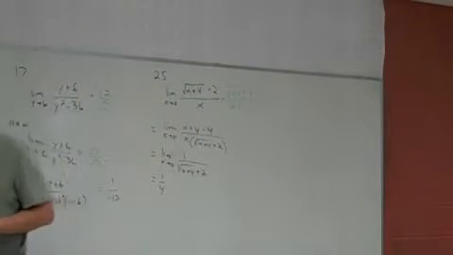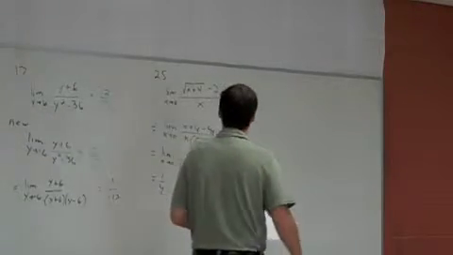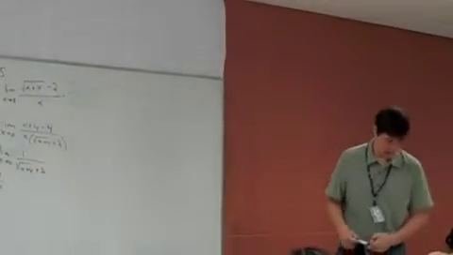Now, let's check out this 37 and 38. End behavior. When you're talking about end behavior, you want to know when x gets really, really big or really, really small. So what happens in the numerator and what happens in the denominator?